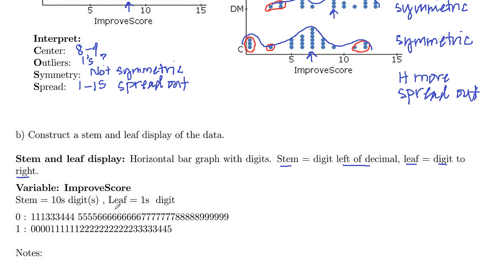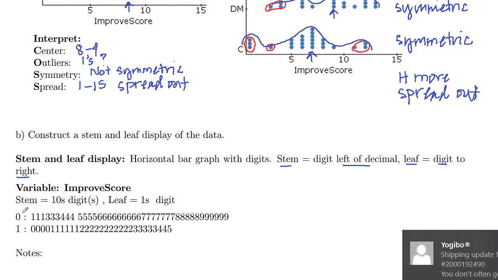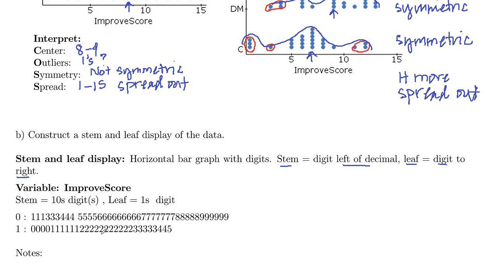My stem was tens digit, the leaf was the ones digit, and so we've got, this is the zeros row and then the tens row. So these are all the single digit numbers. So 0, 1 is saying that there were 3 ones, 3 threes, 3 fours, 4 fives, and so on. And then these 4 zeros correspond to 4 tens, 10, 10, 10, 10, and then these 6 ones correspond to 6 elevens here. And so that's our stem and leaf plot.